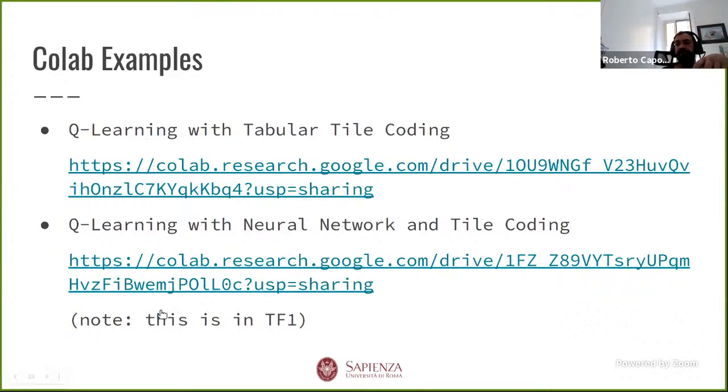Now, unfortunately, I created this example quite some time ago, so it is still in TensorFlow 1. I want to port it soon to TensorFlow 2 or PyTorch, but you should be able to get the idea out of it. You can understand how easy it is to switch from a tabular approach to one using neural networks, because it's really just creating a loss function that does exactly the same thing that you do in the tabular way.